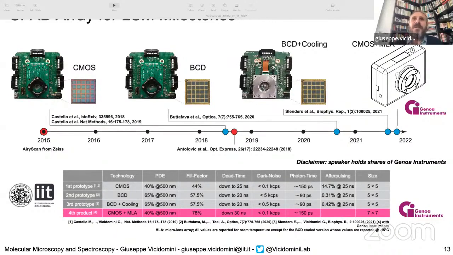But just to give you an overview anyway, starting from 2019, when we got the first detector, there was a lot of development to improve the efficiency, the fill factor, and the speed of this detector. And I'm happy to tell you that now General Instrument is also starting to commercialize such a detector.